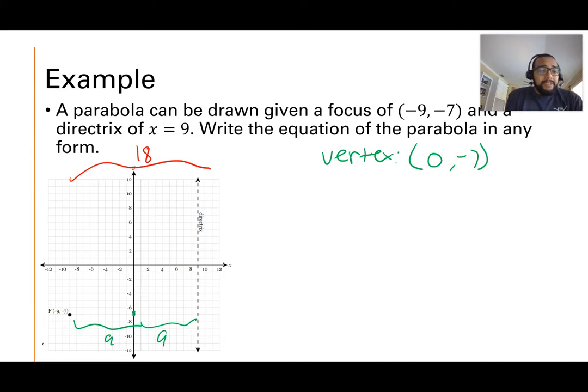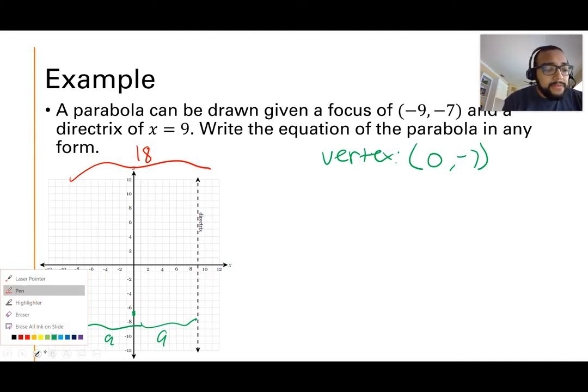And again, this is a really big parabola. Okay, ask yourself, opening to the right, opening to the left. And this looks very similar to the last one.